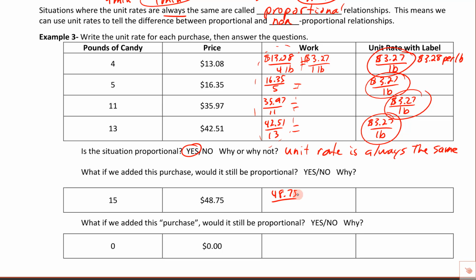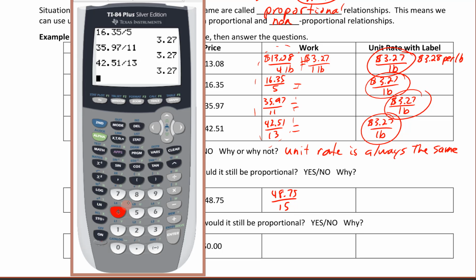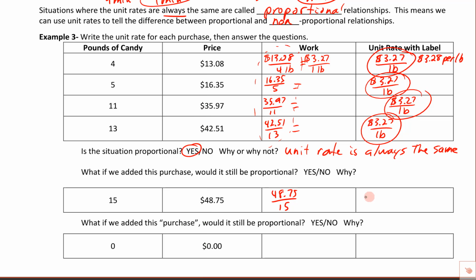$48.75. Again, the money usually goes on the top. The second quantity goes on the top. The first quantity in a table usually goes on the bottom. So we're going to divide that by 15. So let's see what happens here. 48.75, and we're going to divide that by 15. So we end up with $3.25. So this would be $3.25 per pound. So there's our answer right there.